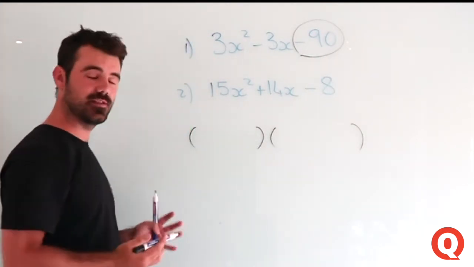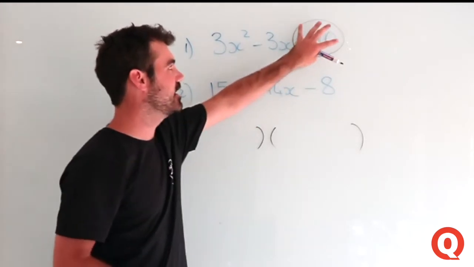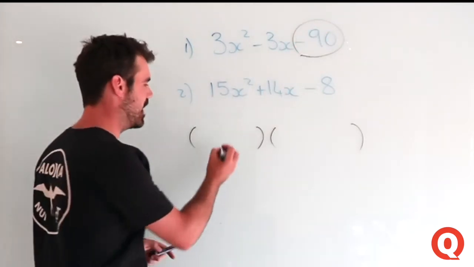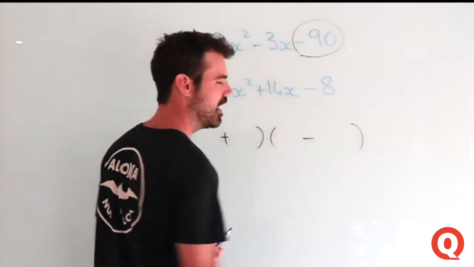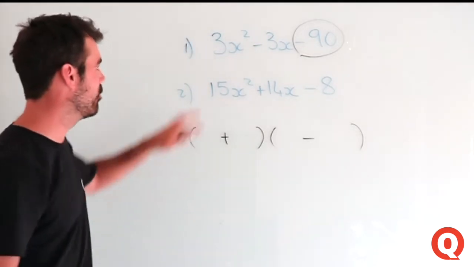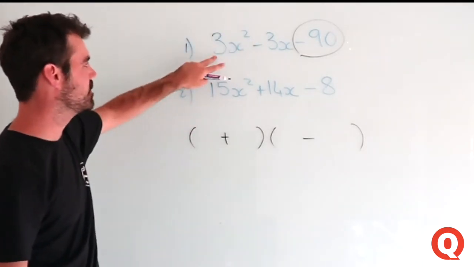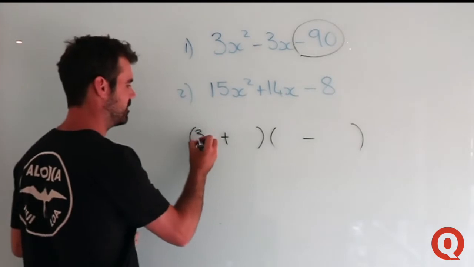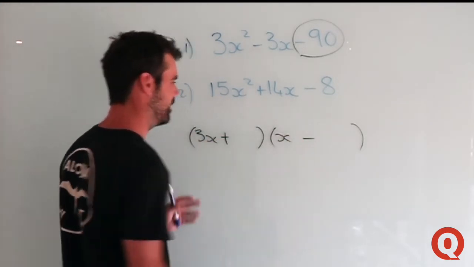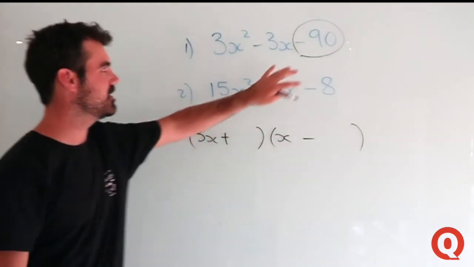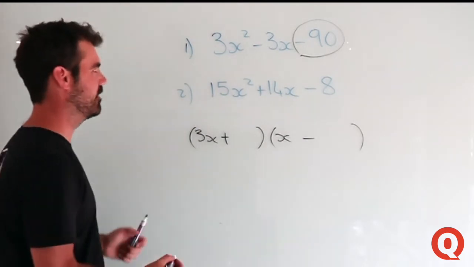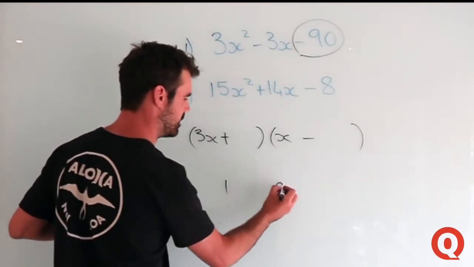But what that does tell me is that in order to make a negative 90, I'm going to have a positive and a minus. Now, in order to make my first term, 3 is prime, so now I'm going to have 3x and x to make the 3x squared. And now it's all up to this negative 90. How am I going to make negative 90? Well, I can say 1 times 90.